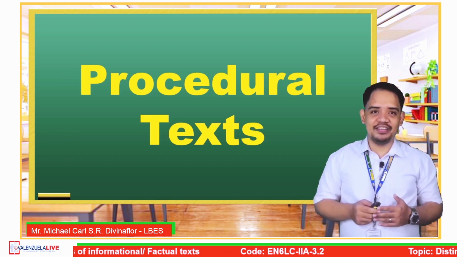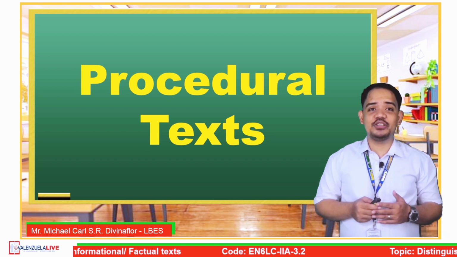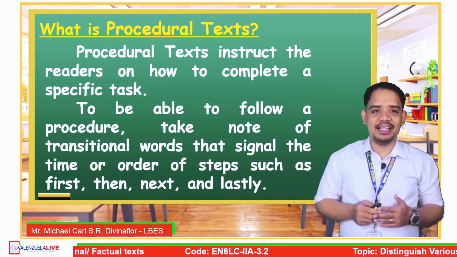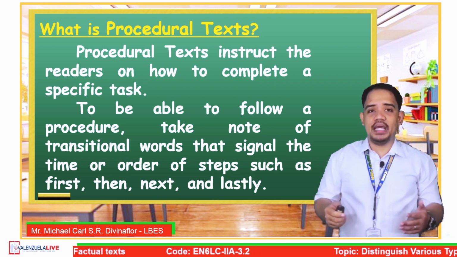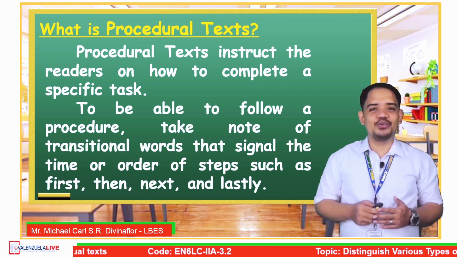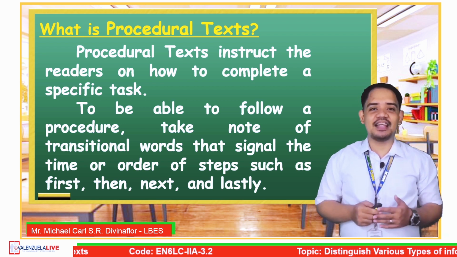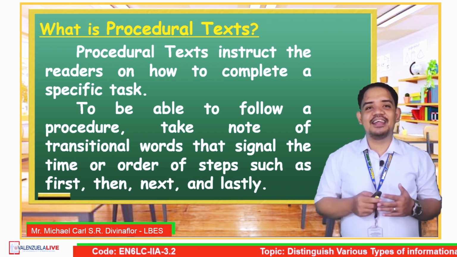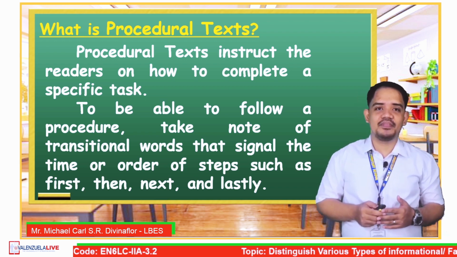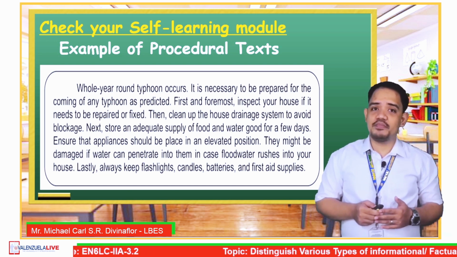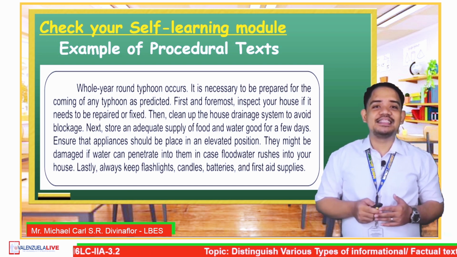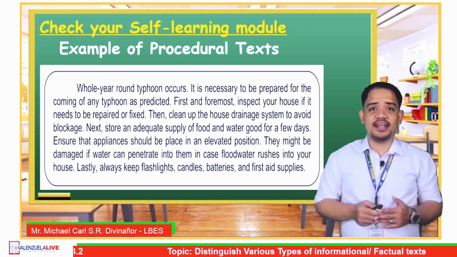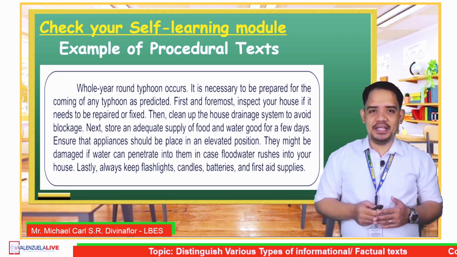The next informational text type that we have is the procedural text. Procedural text instructs the readers on how to complete a specific task. To be able to follow a procedure, take note of transitional words that signal the time or order of steps such as first, then, next, and lastly. The example that we have in our module is entitled Safety Measures Before Typhoon. Let us read the example procedural text. Read it with me.